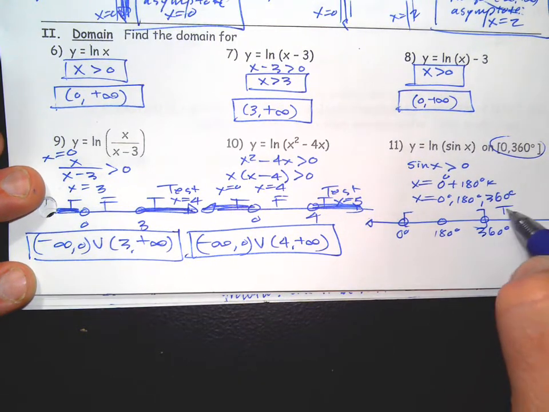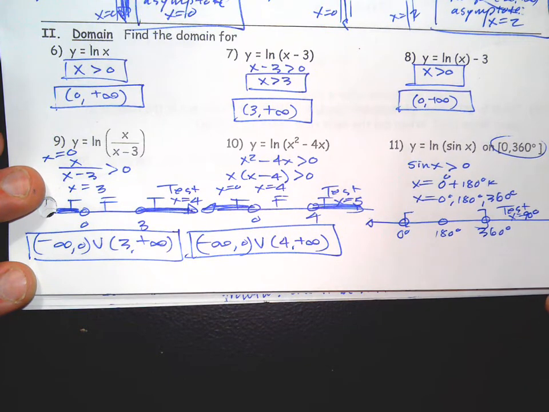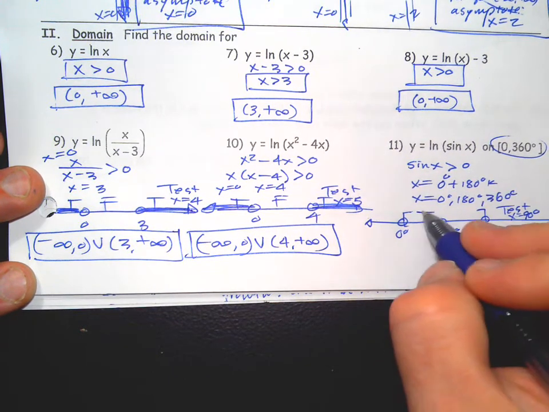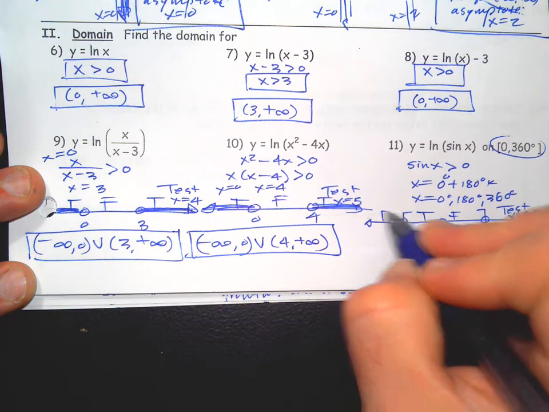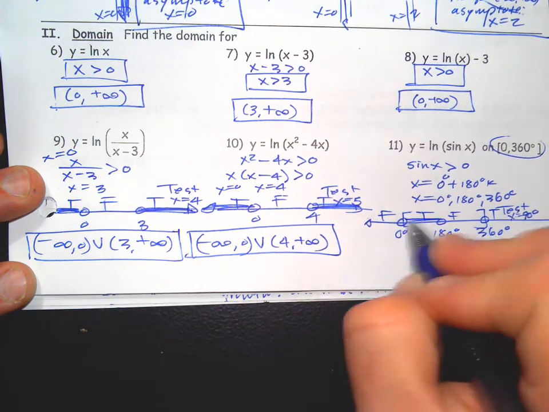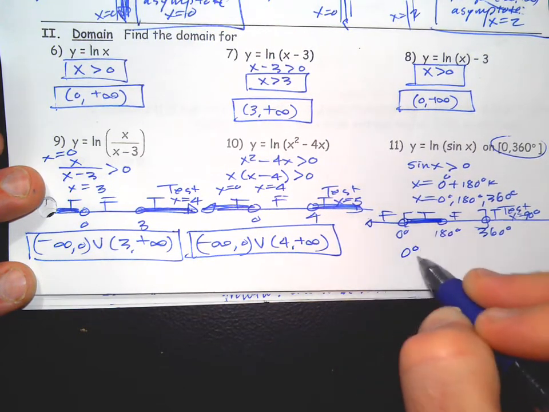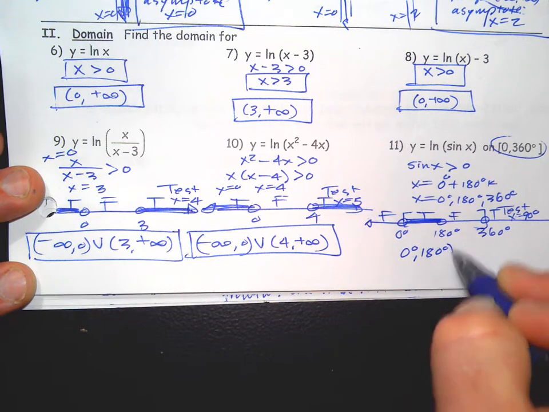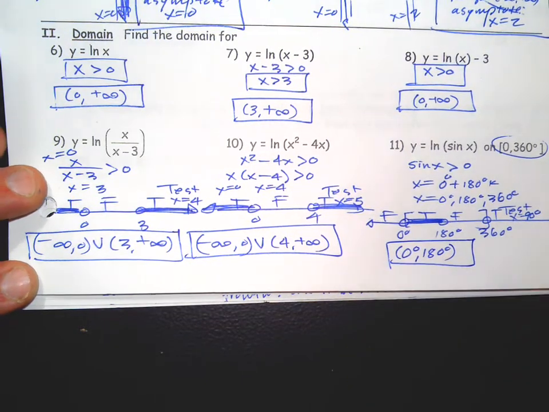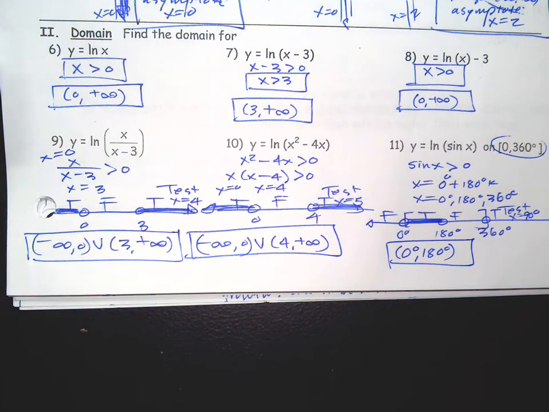Keep going. I like to test 0, but I can't. So how about 90? 90 seems good. Sine 90 is 1, which is greater than 0, is true, true, false, false, true. So the answer is 0 to 180 degrees, parentheses. There you go. There's the work. So that work from Unit 1 is coming back.